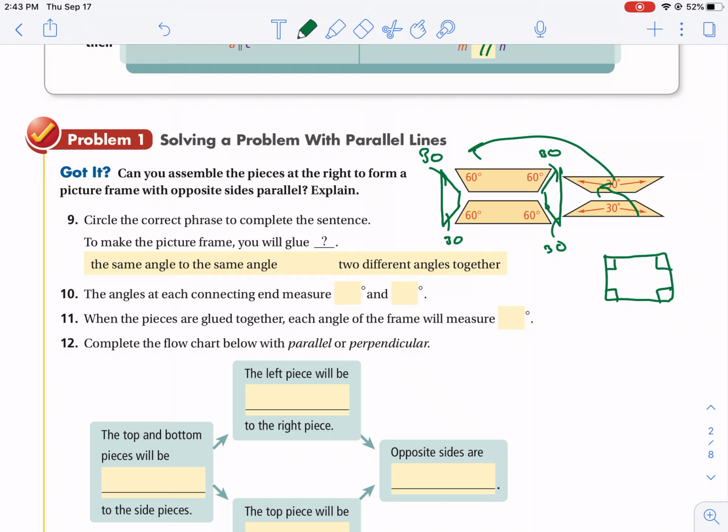So what would happen? To make the picture frame, you will glue the same angle to the same angle, or 2 different angles to each other. Well, we're trying to form 90-degree angles, so we're gluing 2 different angles together. We're gluing a 60 to a 30. The angles are connecting end measures of 60 degrees and 30 degrees. When the pieces are glued together, we get 90-degree angles.